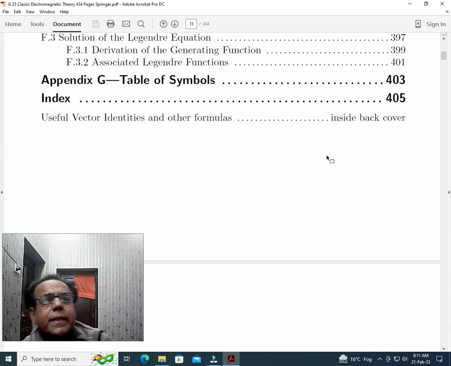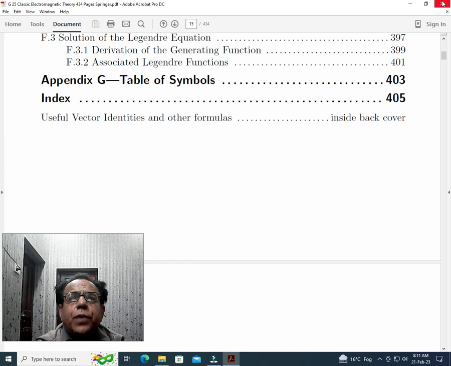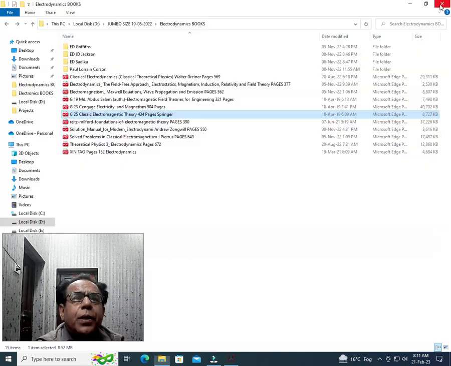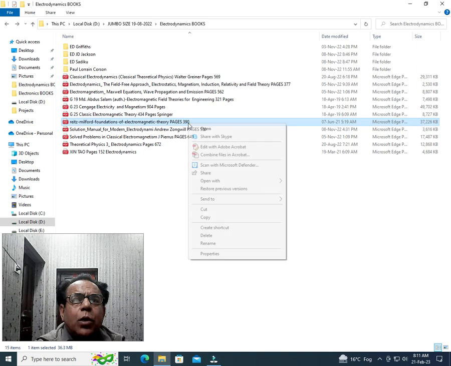Index is given at page number 405. Now we are going to open the next book.